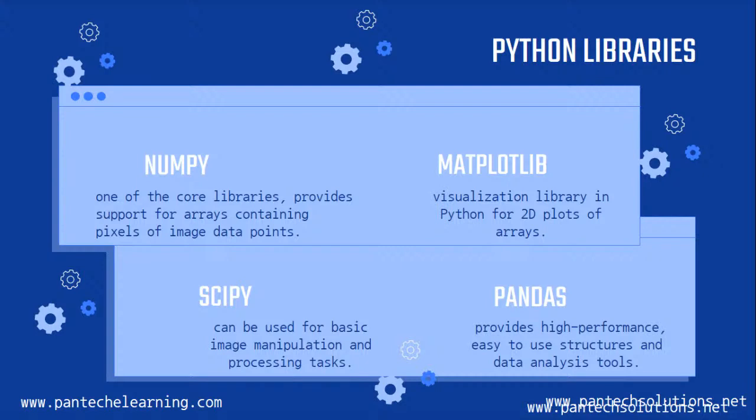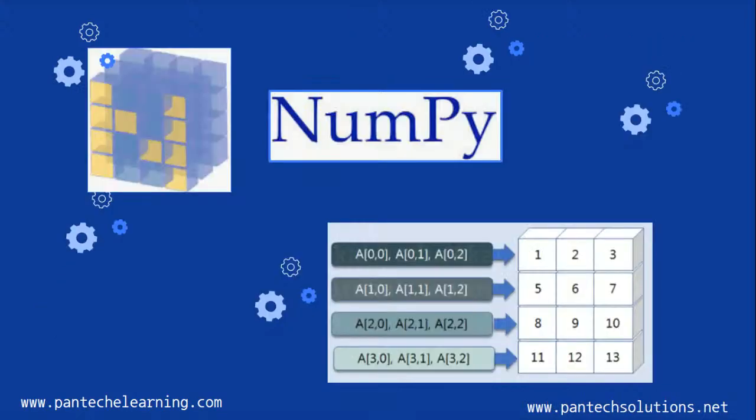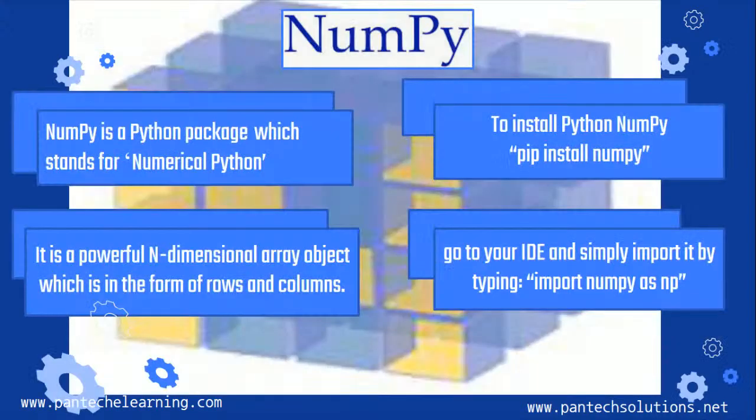And these are the mostly used Python libraries: NumPy, Matplotlib, SciPy, and Pandas. NumPy is numerical Python. Whatever data you give to the system, it will be taken in the form of an array. To install NumPy, we use pip install numpy, and the header file is written as import numpy as np. It has n-dimensional arrays, that is n number of columns and rows.